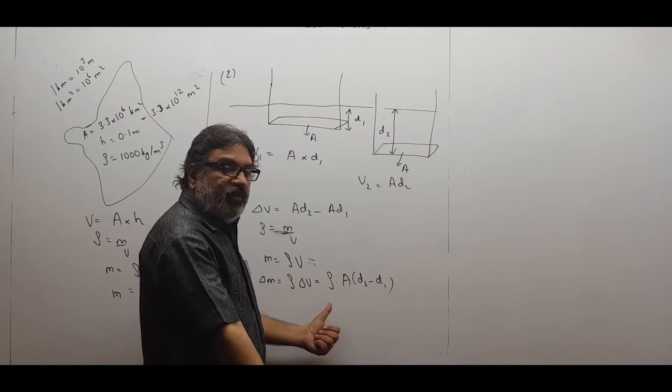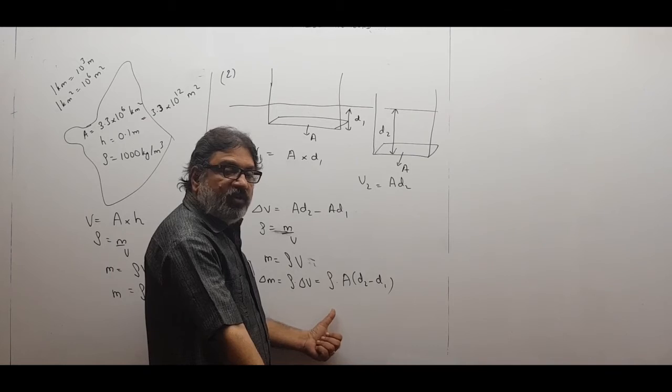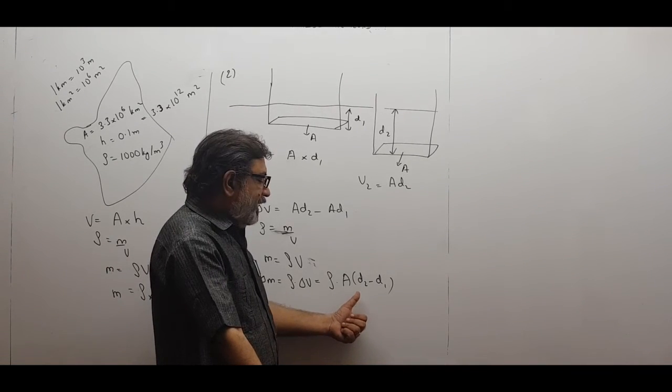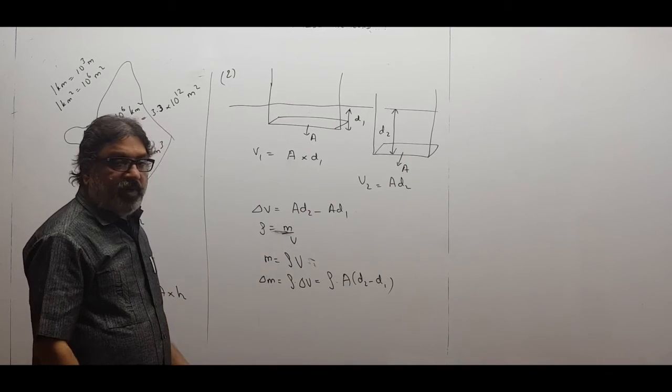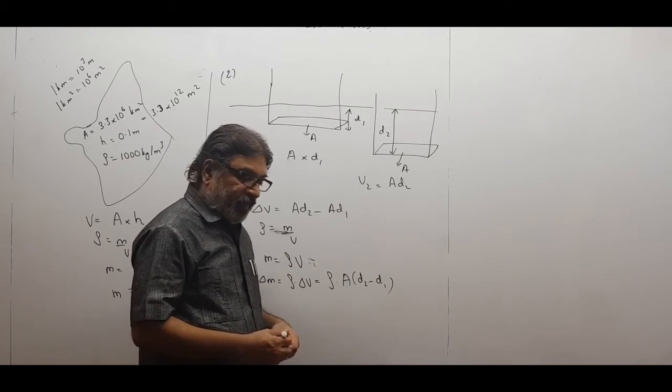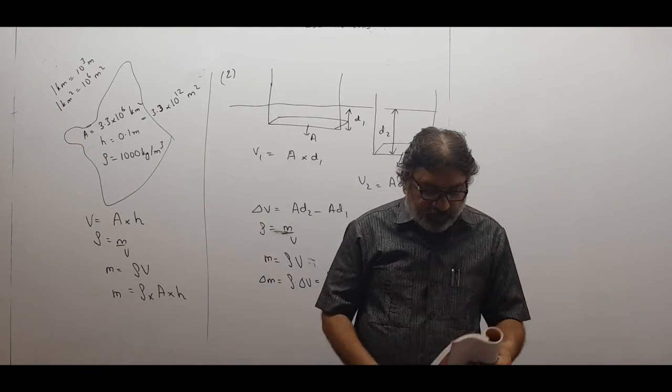I know the density of water, that is 10 cube kg per meter cube. Area of the boat and d2 minus d1, the difference of depth. If I put all the values, I will come to know what the mass of the elephant is. Like this, we can have a rough estimate, children.